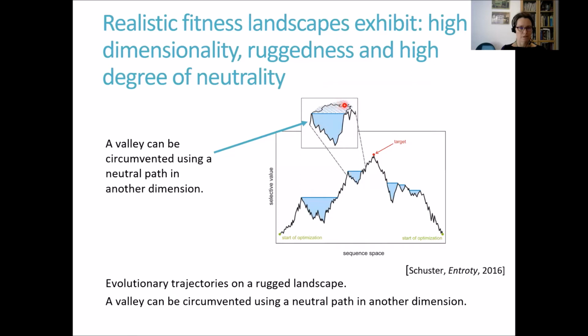So this is a cartoon that tries to show this. In this dimension, there is a valley, but maybe in some other dimension, not depicted here in the figure, it's flat, there is a plane, and then the population can make a detour and avoid this valley and keep climbing from the other side. This seems a bit unintuitive in the beginning, but actually in high dimensional fitness landscapes, it's not so common to find the true fitness maxima.